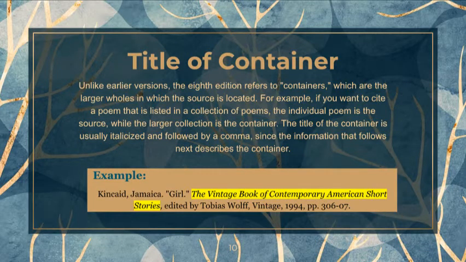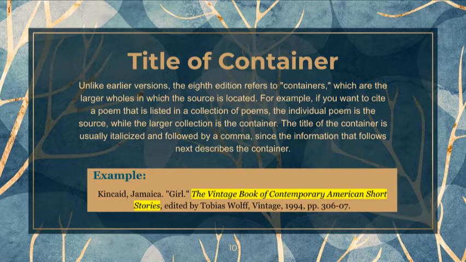Now, the next element included in your citation will be the title of the container. As mentioned earlier, this refers to the larger whole in which your source is located. For example, if you want to cite a poem that is listed in a collection of poems, the individual poem is the source, while the larger collection is going to be considered the actual container. Now, the title of the container, again, is usually italicized and followed by a comma, since the information that follows next describes the container.